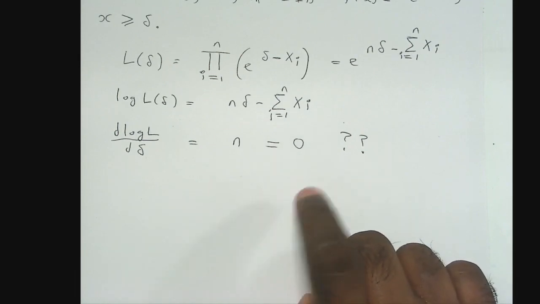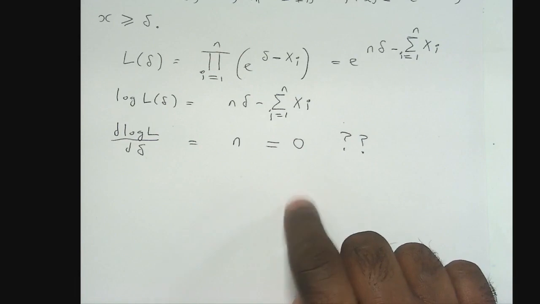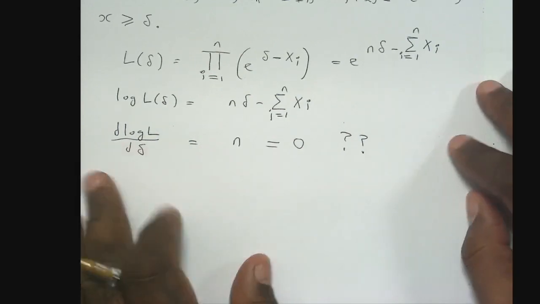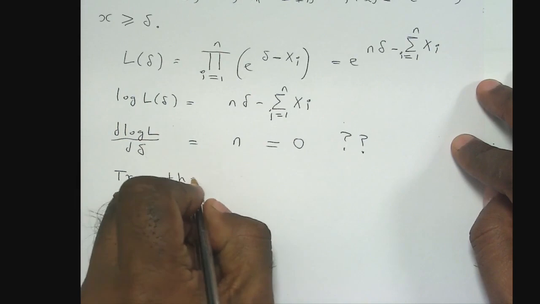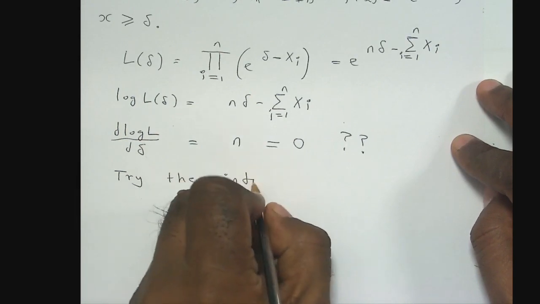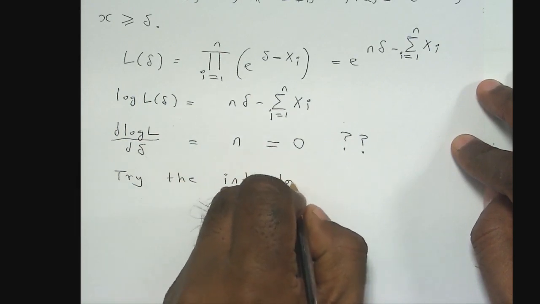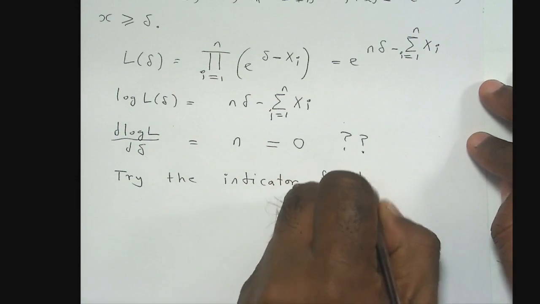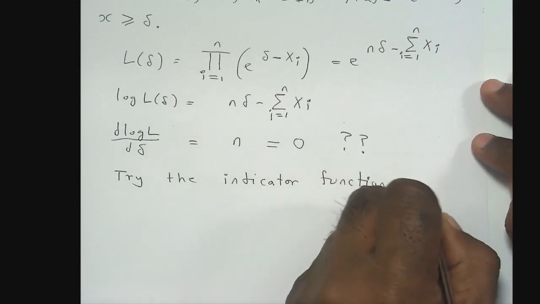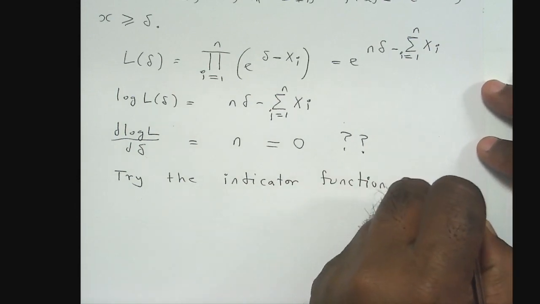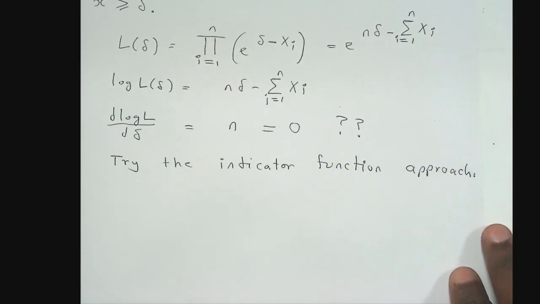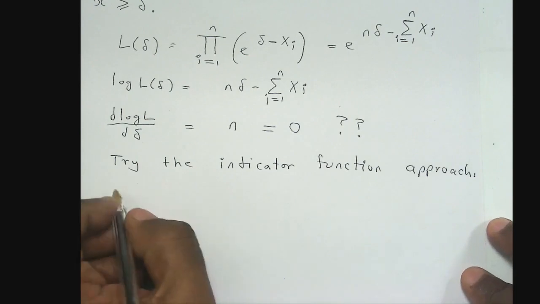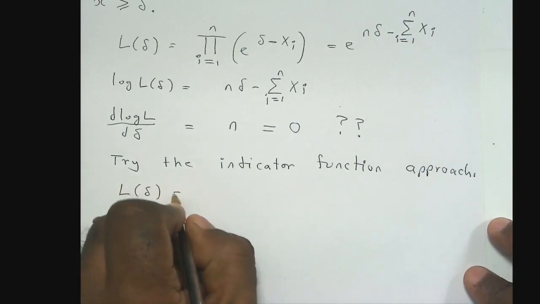So if it doesn't work, what do you guys do? If the standard approach doesn't work, you try the indicator function approach. I'm sure I said this many times, guys. If the standard approach fails, then you try the indicator function approach, right? So you rewrite the likelihood.